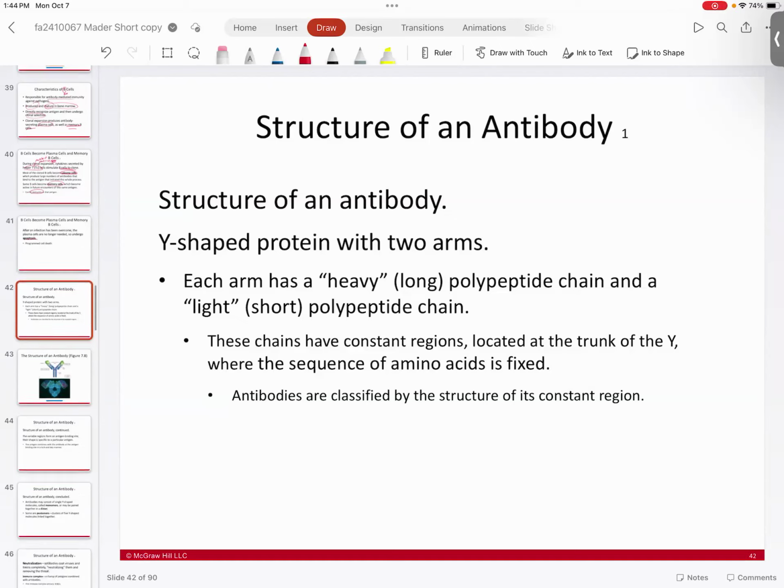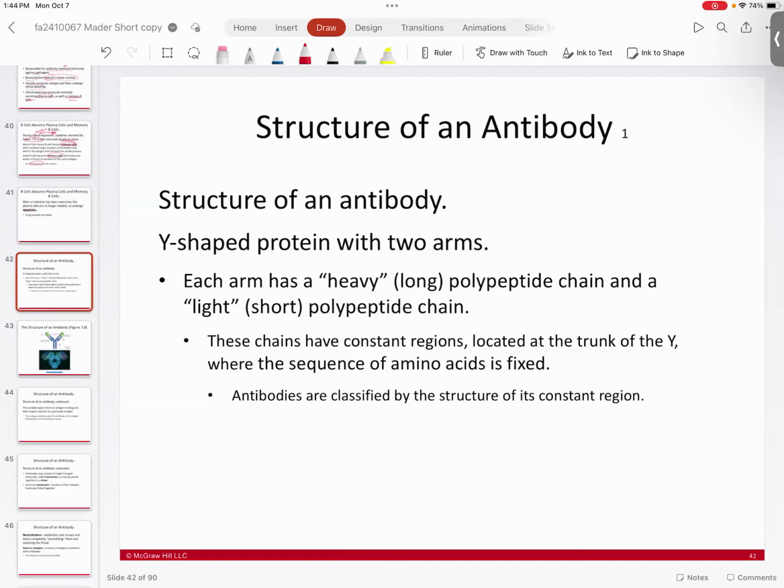So when you take a look at antibodies themselves, they're kind of a Y-shaped protein. They have two different arms, and they have two different main regions, heavy and light chain. They also have what's called a constant and a variable region. So the heavy chain basically is just a long polypeptide chain. That's why they call it heavy. And then the shorter polypeptide chain is called the light chain.